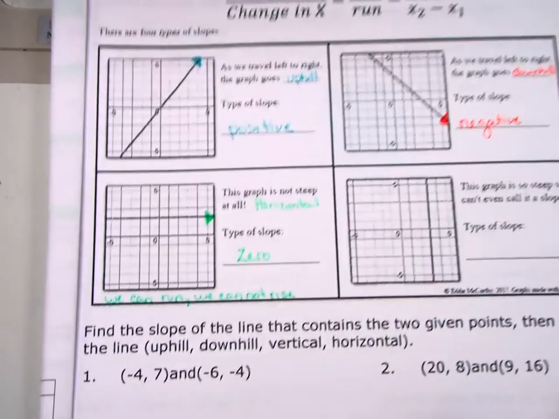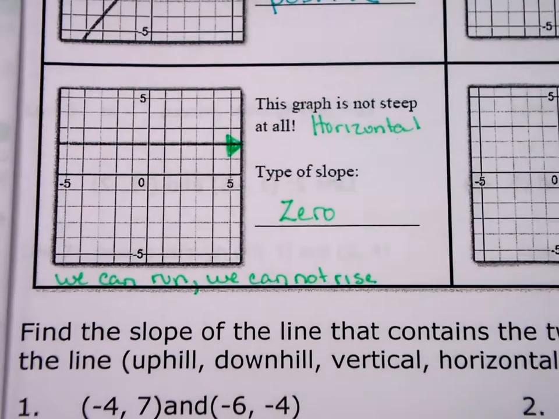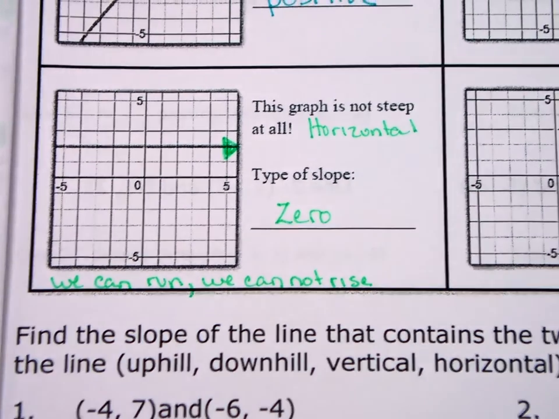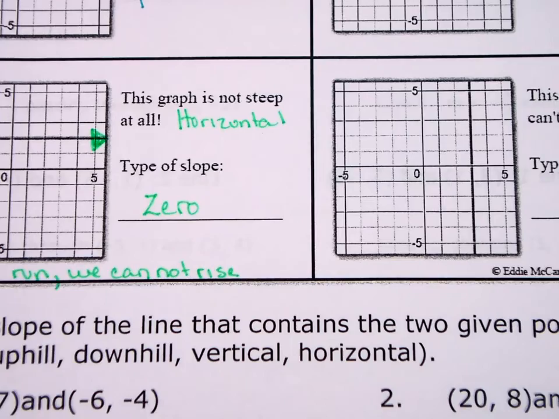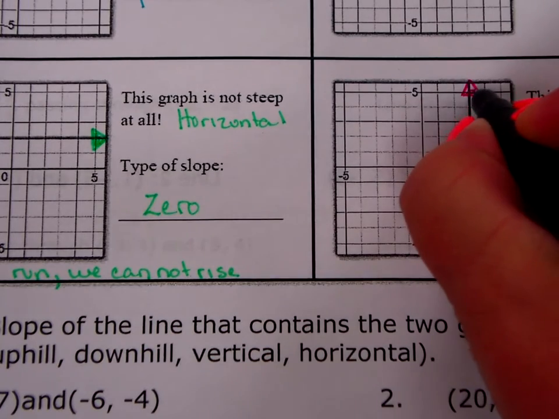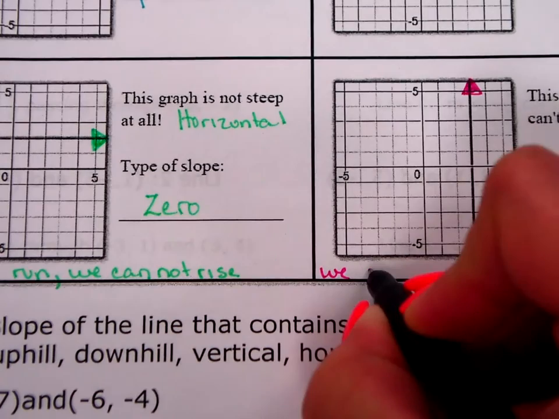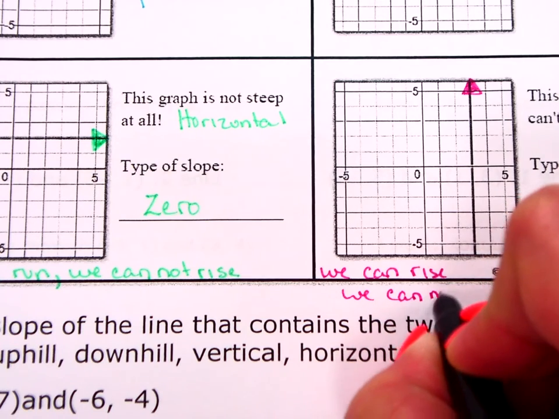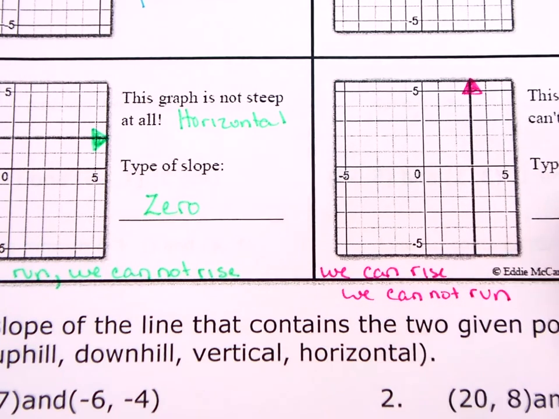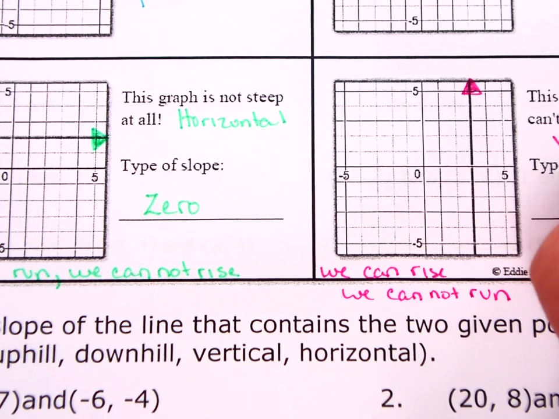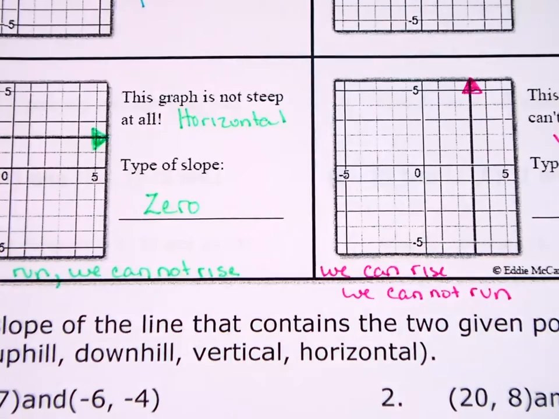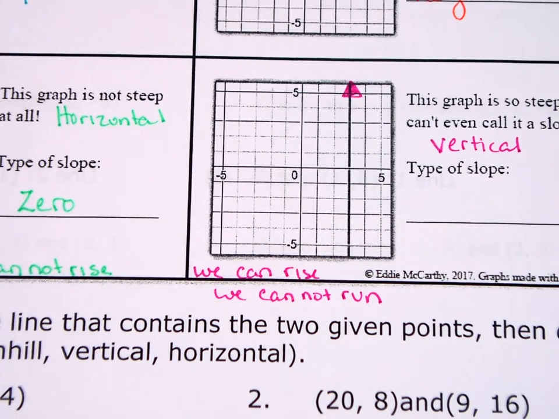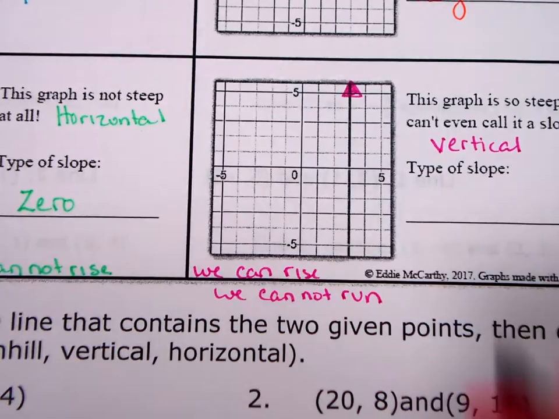All right, when I look at the next one, oh, sorry. I know that green is hard to see. Horizontal, 0. We can run. We cannot rise. On the next one, we can rise, but we can't run. So this time we are vertical. Which means, what is my type of slope? Undefined.